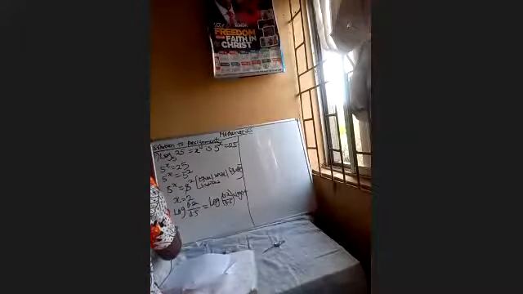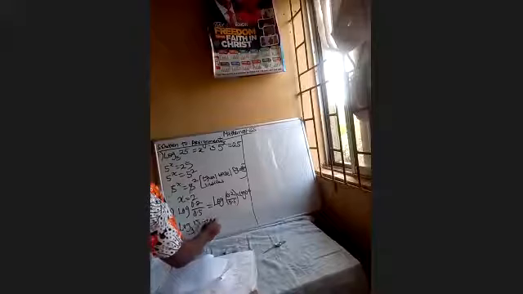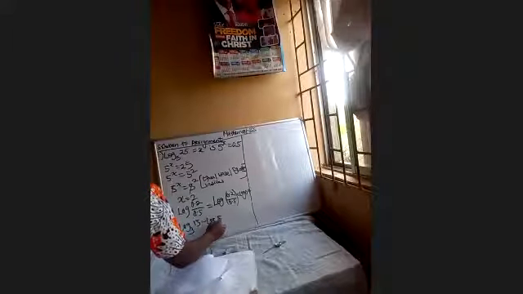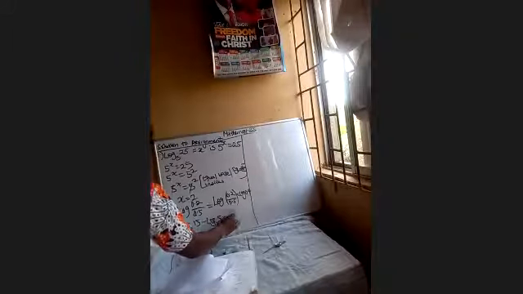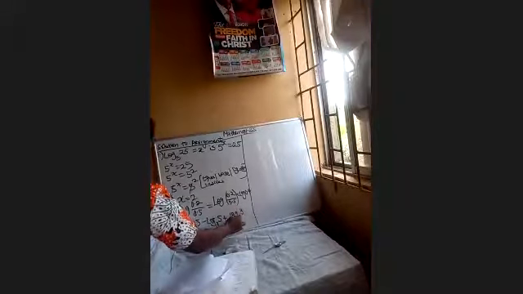Then the third question. Can you see? Okay, let's check it. Okay, it's clear. Logarithm of 15 base 3 minus logarithm of 5 base 3 plus logarithm of 3 base 3. How do we go about this?